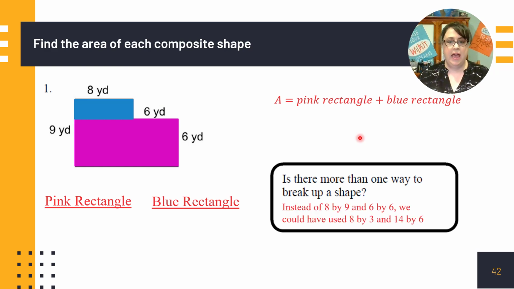So instead of this 8 by 9 and 6 by 6 that we used, now we have an 8 by 3 and a 14 by 6. Where did I come up with all those numbers? Well, the 8 by 3, so here's 8, and the 3 came from the fact that I know this is 9 long, and I know this is 6 long, which means this is 3 left over to get to the 9 total. 6 plus 3 is 9. So that's going back to finding missing pieces.